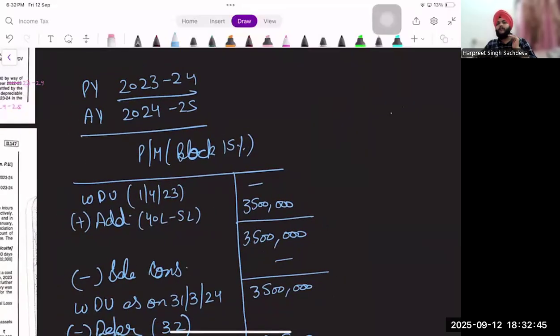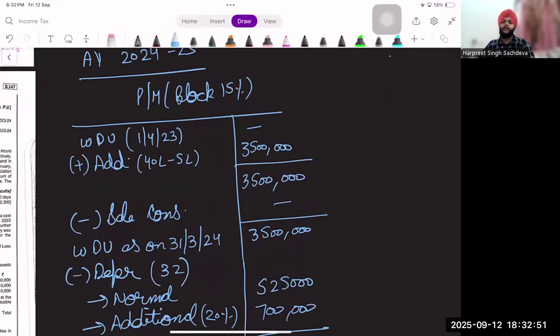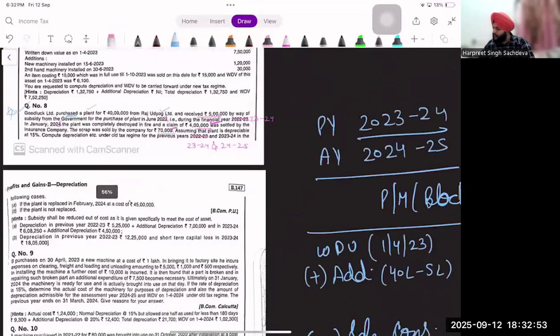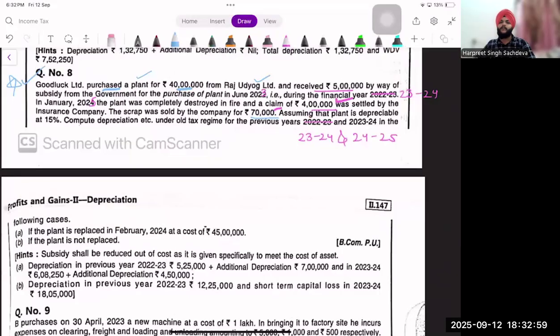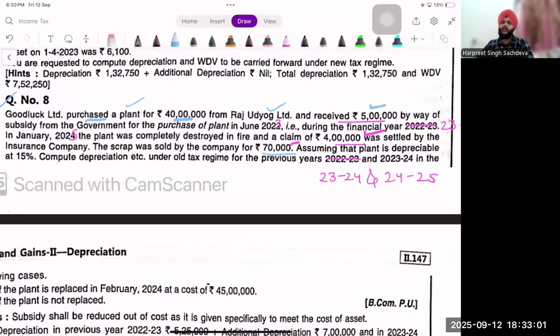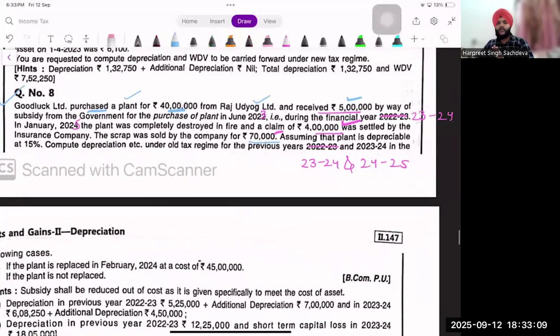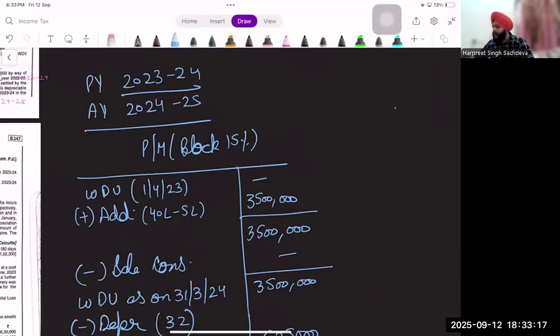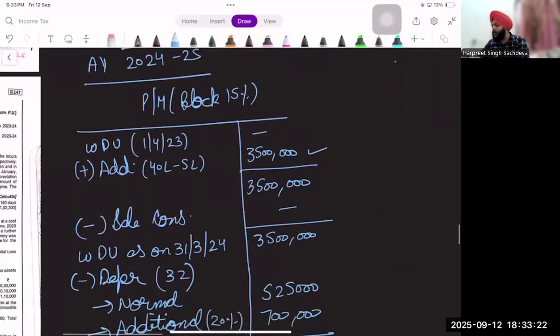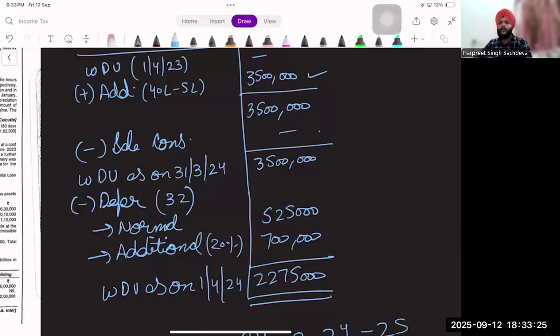First we have to make it for previous year 23-24, assessment year 24-25, plant and machinery block 15%. Okay. So listen carefully. This plant was purchased in the first previous year for 40 lakh and we got a subsidy of 5 lakh. Okay, there was no plant in that block earlier, so the opening WDV was nil. Additions were 35 lakhs, excluding the subsidy. Okay, so now we got 35 lakh. There was no sale consideration in the previous year.